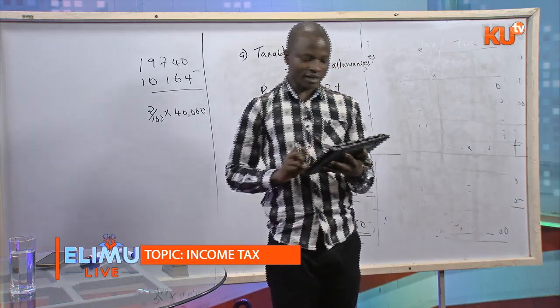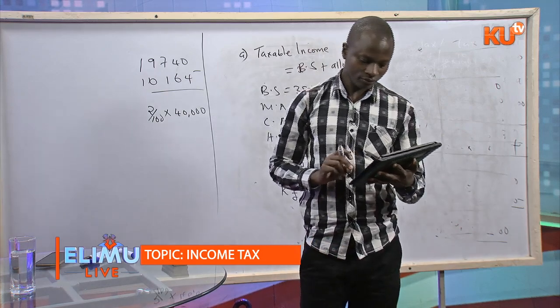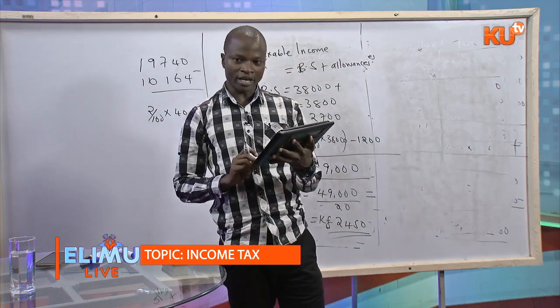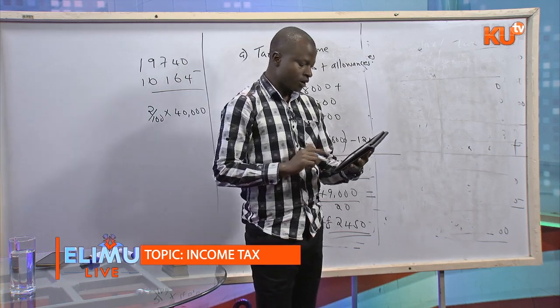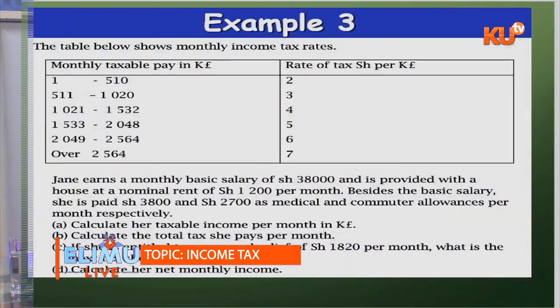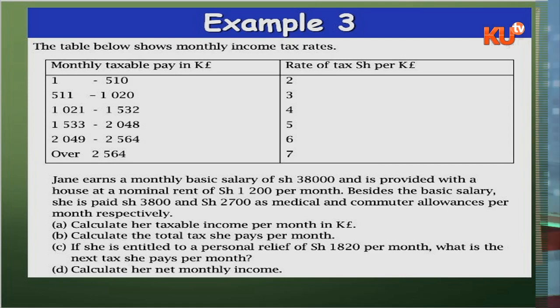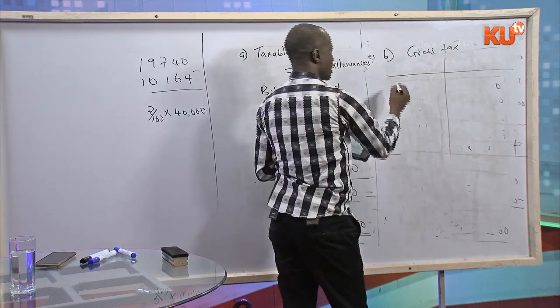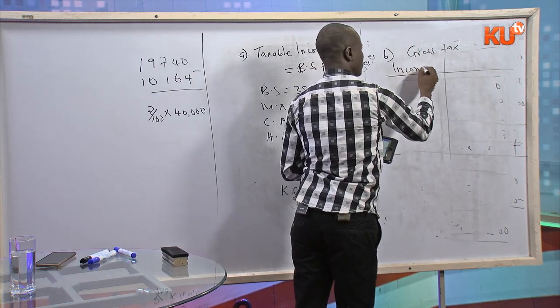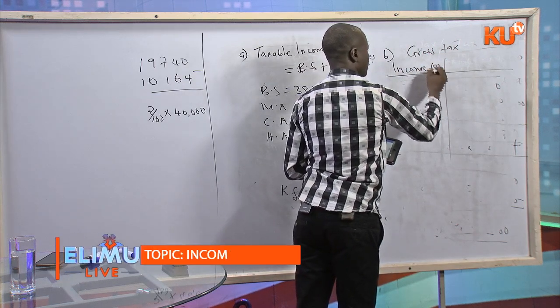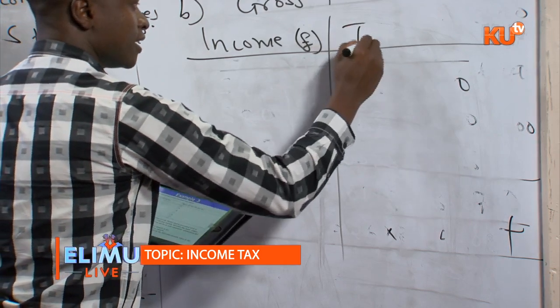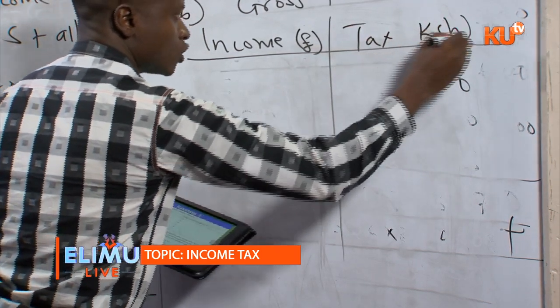Then part B, calculate the total tax she pays per month. Okay, part B and C are asking the same thing, so we will match them. The total tax she pays per month. Then she's entitled to this. What is the net tax? So the gross tax, part B, we are looking for gross tax, which we are saying is always obtained from tables. So you write this side income, and it is in Kenyan pounds. Then you write this other side tax, and the tax is in Kenyan shillings.